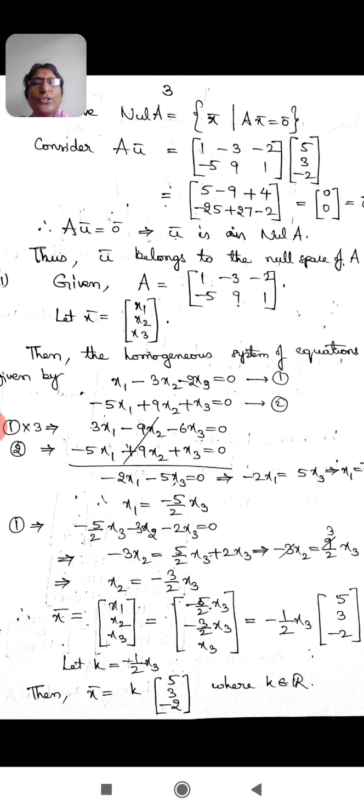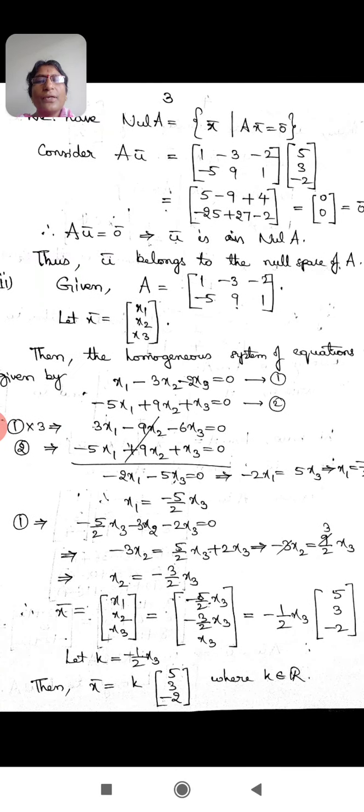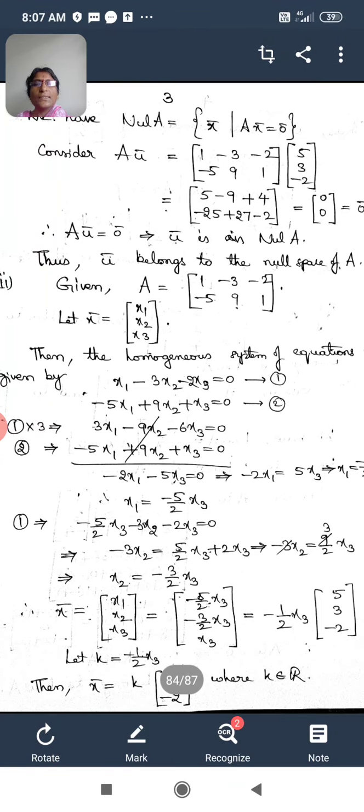And now substitute whatever value we got for x1 in one of the equations, either 1 or 2. So I have substituted in equation 1, that becomes now minus 5 by 2 in place of x1, write the value that we got above, that is minus 5 by 2 x3 for x1. So the equation 1 now becomes, substituting like this, minus 5 by 2 x3 minus 3x2 minus 2x3 is equal to 0.